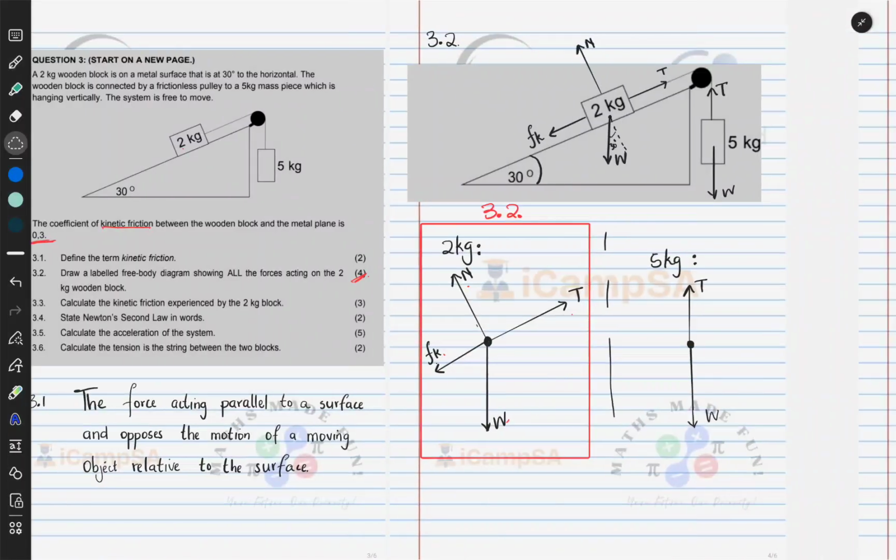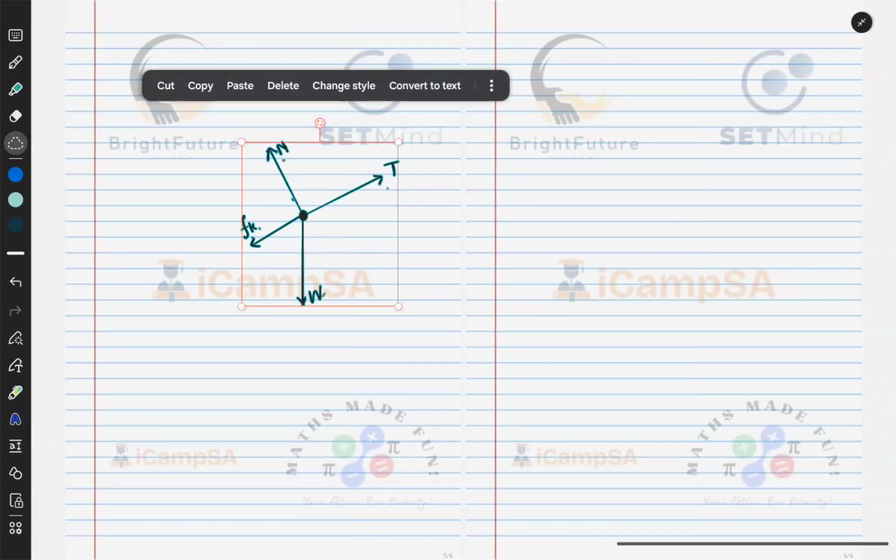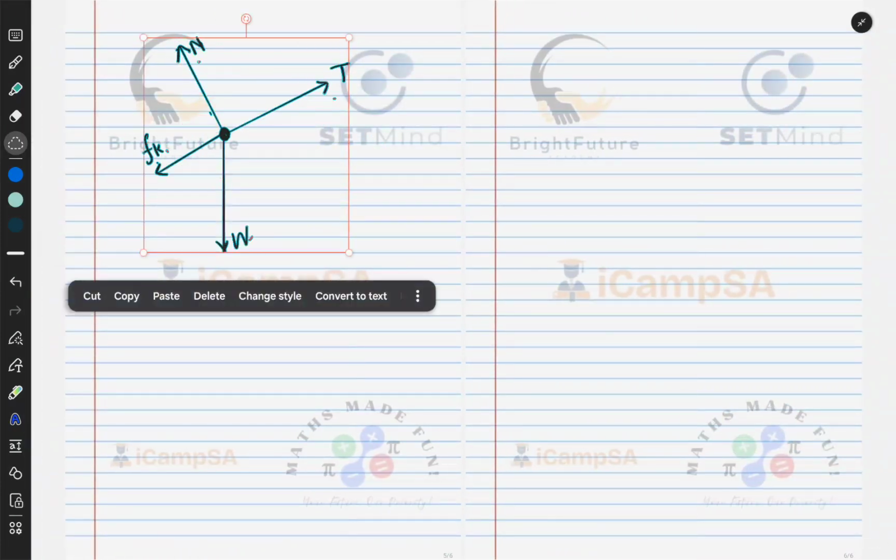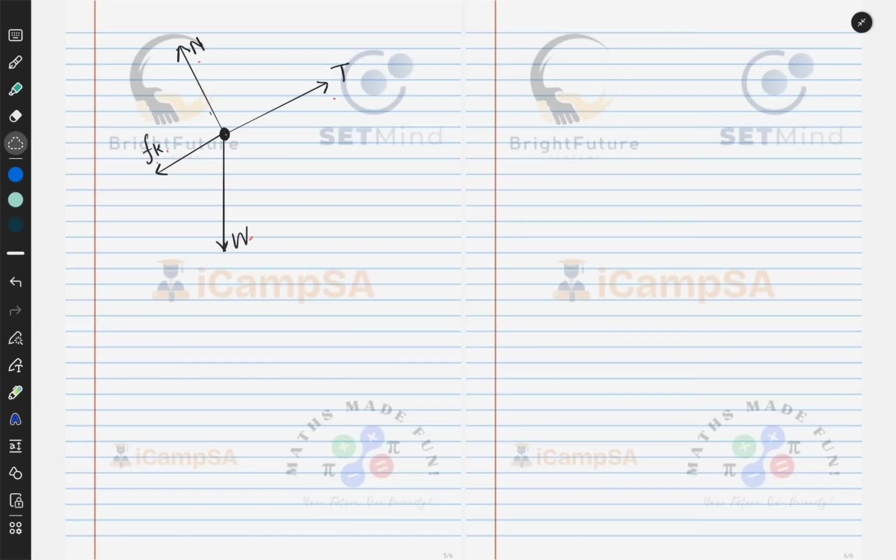So I'll copy this diagram and let's put it here. If you remember, we have an angle here of 30 degrees. This means that we will have our weight perpendicular, or there's just the y component of weight. Depends what your teachers recommend.